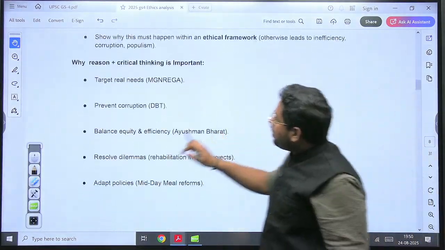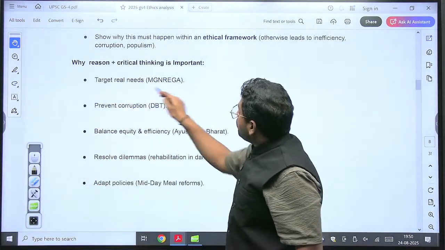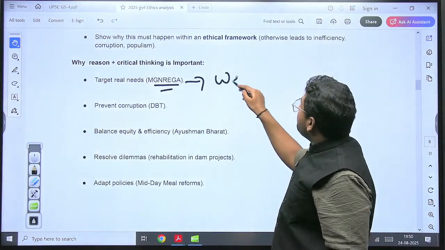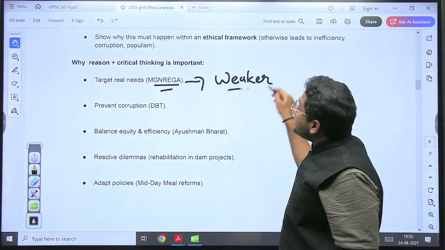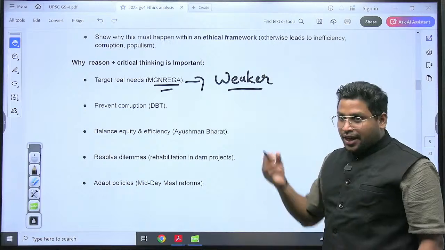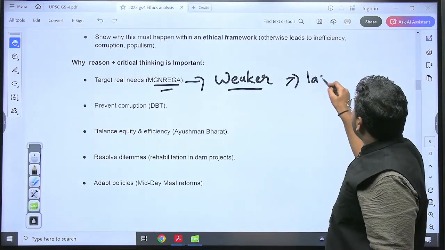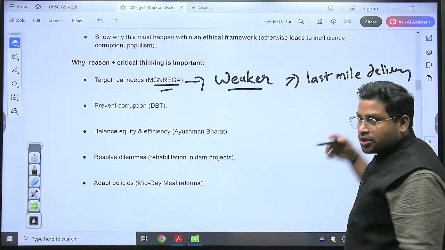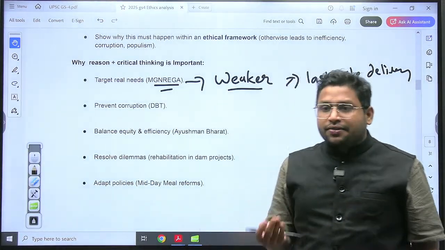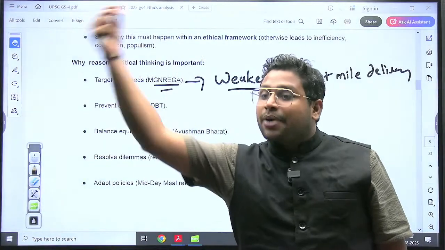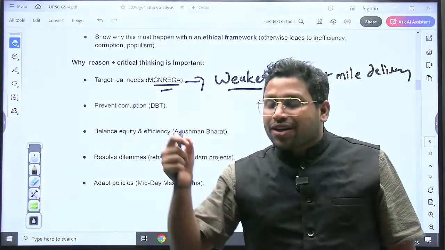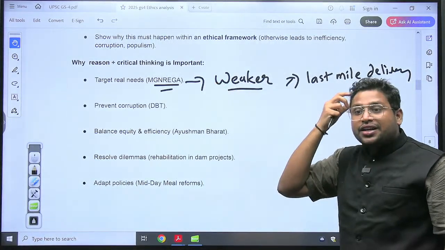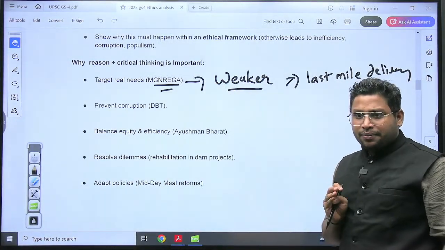Okay, so for example, you're implementing any particular scheme, in that your focus should be the weaker section or the weakest in all of that, right? That should be your focus. Then you will focus on last mile delivery. Sometimes maybe you are implementing a particular policy, 90%, 95% delivered, right? But last mile delivery, the person to whom you are not reaching, if you reach that, that is something you will give importance if you have critical thinking ability. Otherwise you will not give that, right?